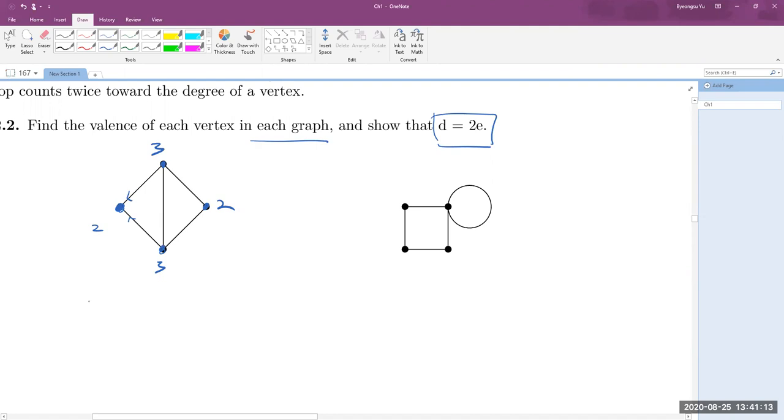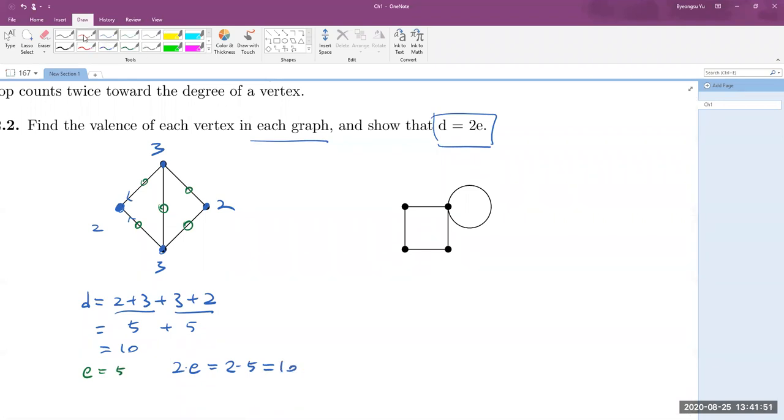So D is just 2 plus 3 plus 2 plus 3, and 2 plus 3 is 5, and 3 plus 2 is 5, so it is just 10, right? And how many edges are here? So it has 1, 2, 3, 4, 5. So edges are just 5. So you can see that 2 times E is 2 times 5, which is 10. So they are the same, right? So you can check that D is equal to 2E, right?